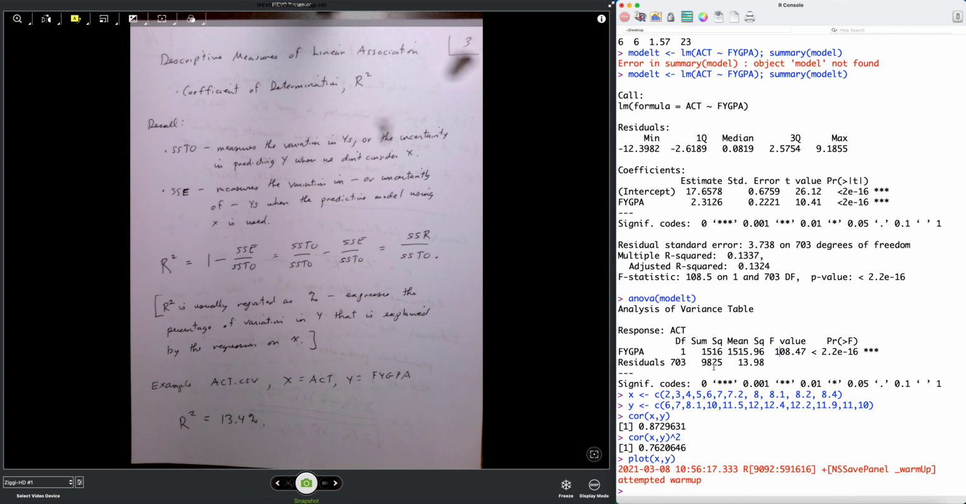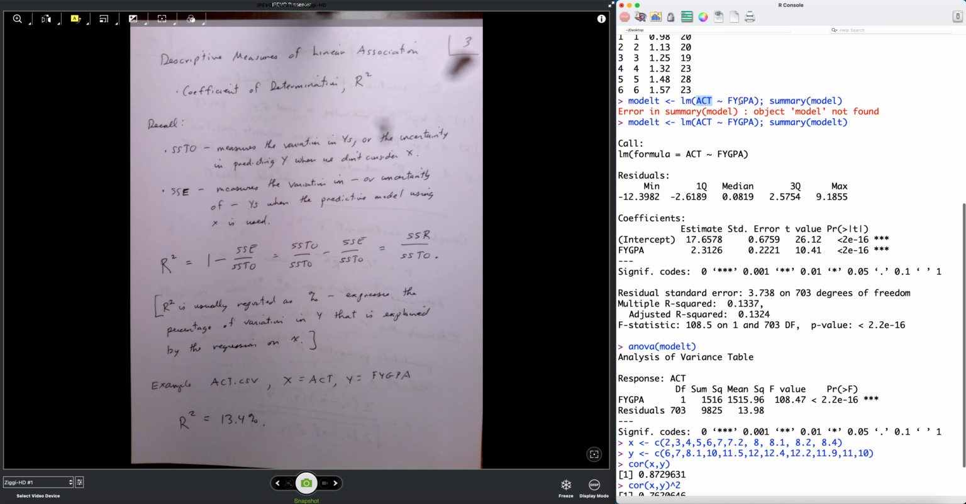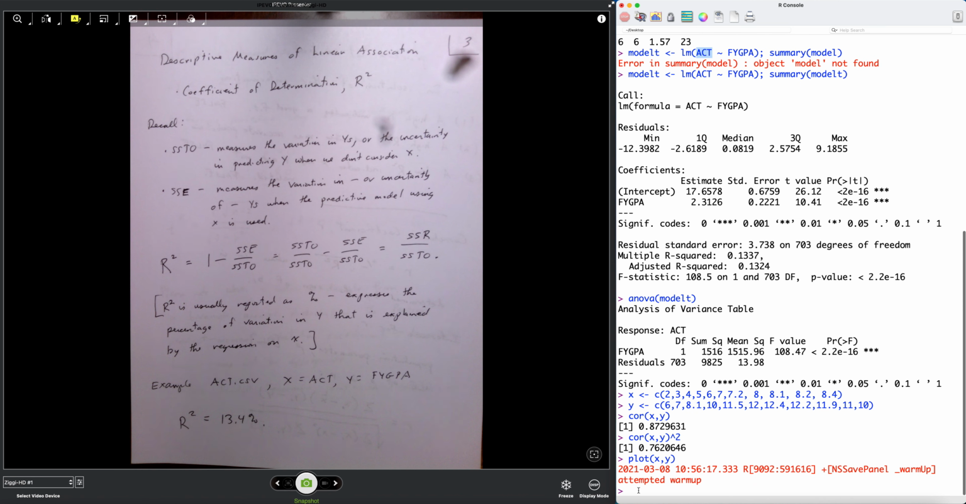So in this situation, let me put that in the calculator real quickly. Looks like 13.4%. So we can say that 13.4% of the variation in first year college GPA, or I'm sorry, first year college GPA. See, we're taking ACT. I got this backwards. We don't want to predict ACT. We want to predict first-year college GPA. So I've just completely messed this up. So let me correct that.